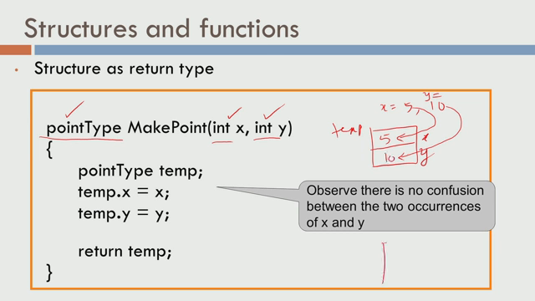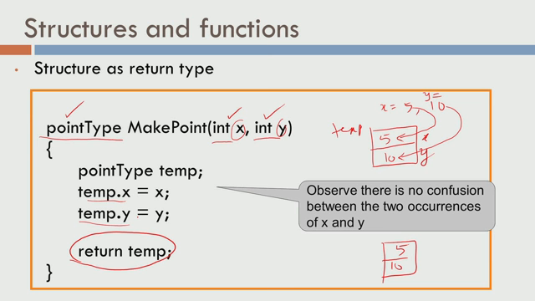So, at this point your temp has the value 5 for x and 10 for y, and just like any other data type you can take this and return it. That is what we have in this piece of code. So, again the key thing to notice is that we had copies of integers x and y, and there is no confusion of this x and y with respect to temp dot x and temp dot y. Temp is a structure and temp dot x is a member within the structure, whereas x is a free variable, it is of the data type integer.